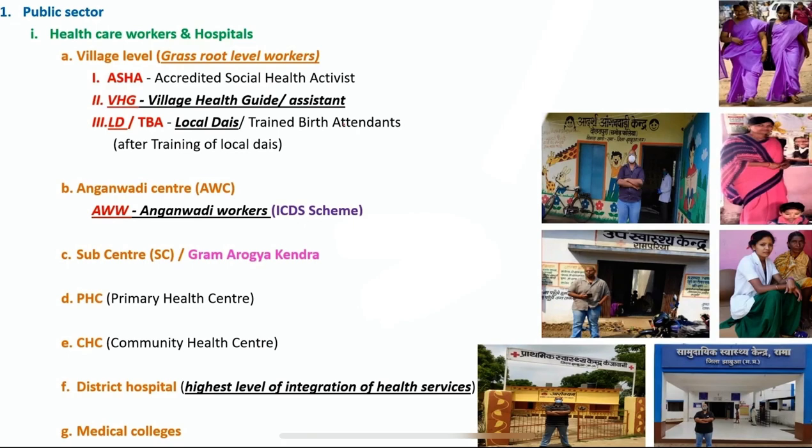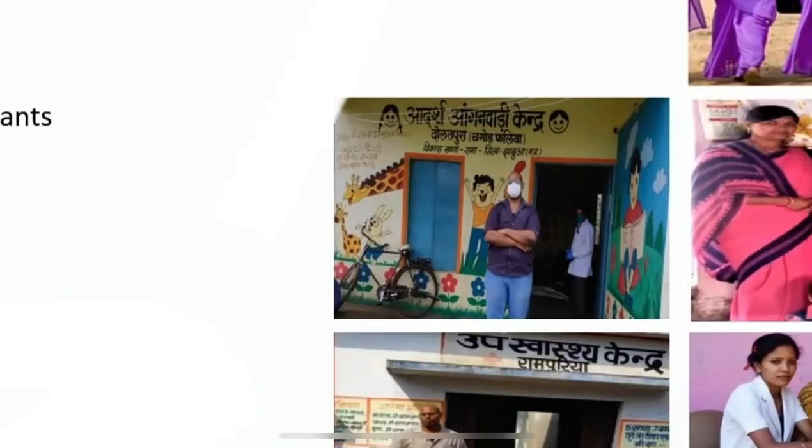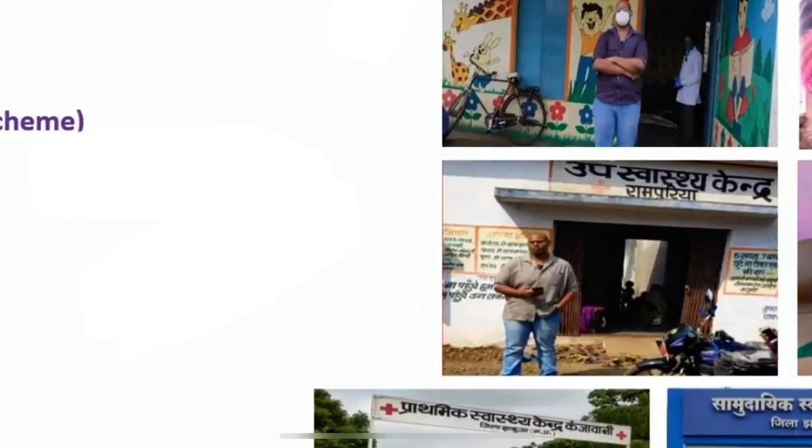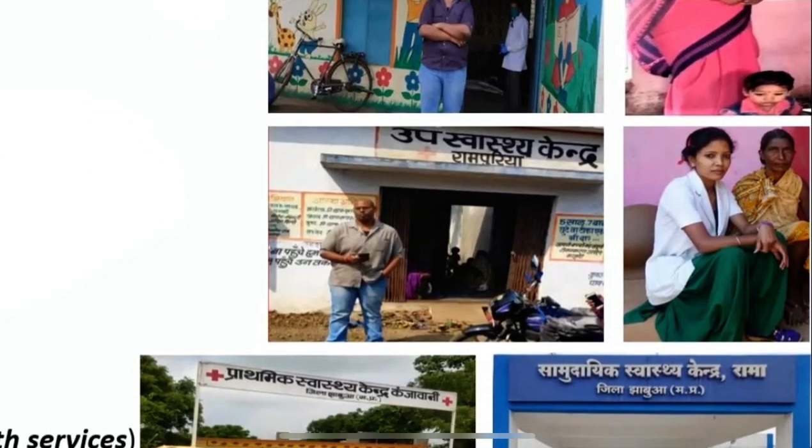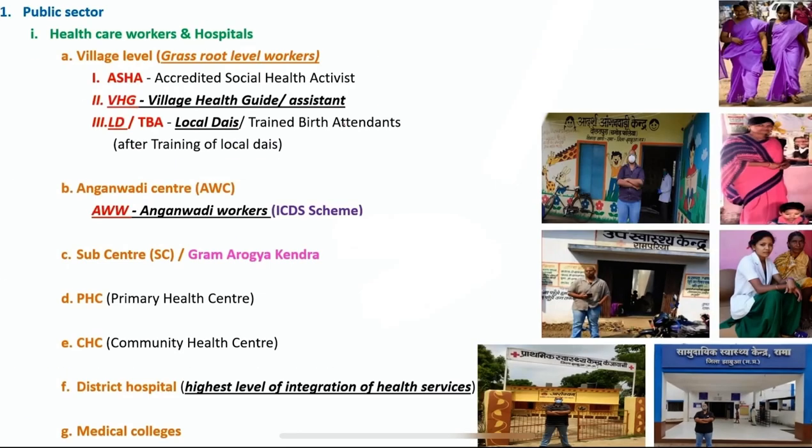So the healthcare workers at the village levels, who all do we find? We have the ASHA worker, and then the Anganwadi worker, you can see in pink sari, Anganwadi workers. And then we have trained birth attendants or the local dais.